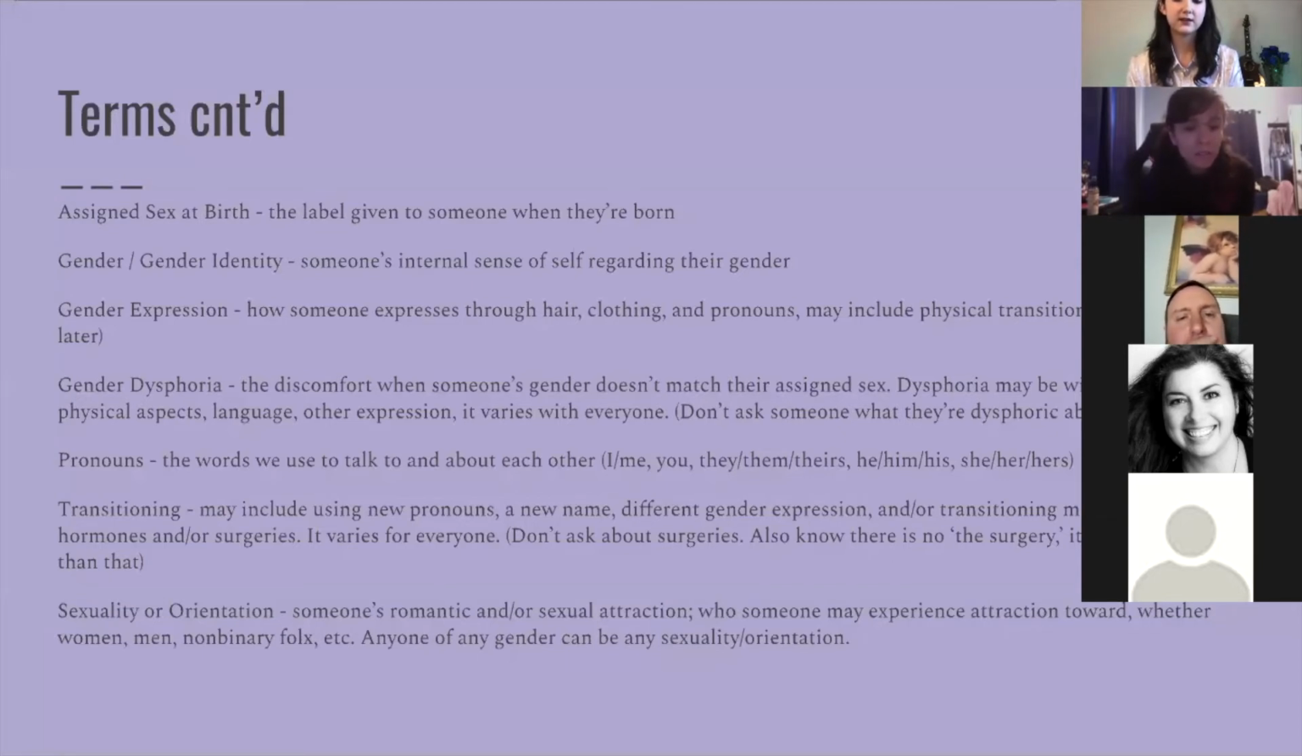Transitioning can include a number of things. It's not just medical transitioning. So using new pronouns, some trans people find a new name, a different gender expression, or it could be medical, like hormones and surgeries. Another thing is, don't ask about surgeries.